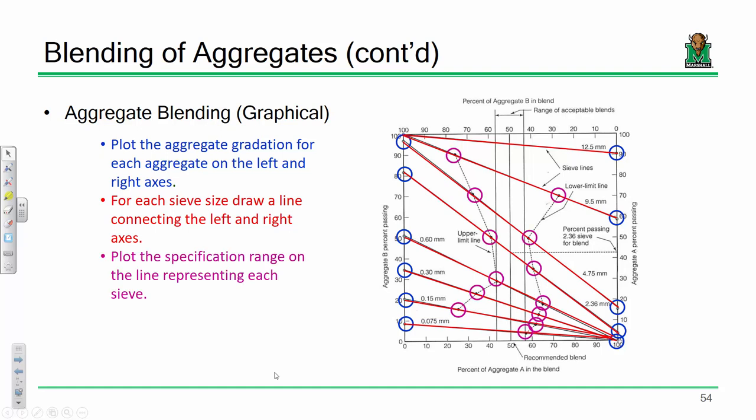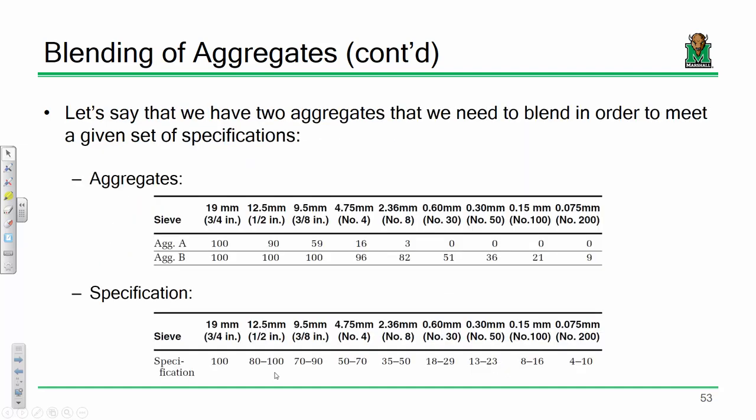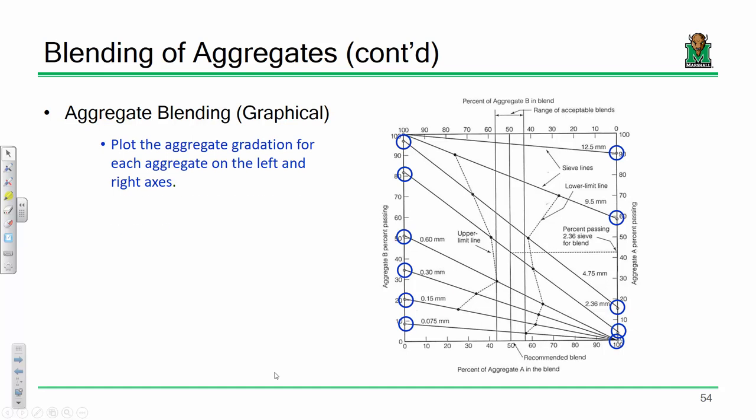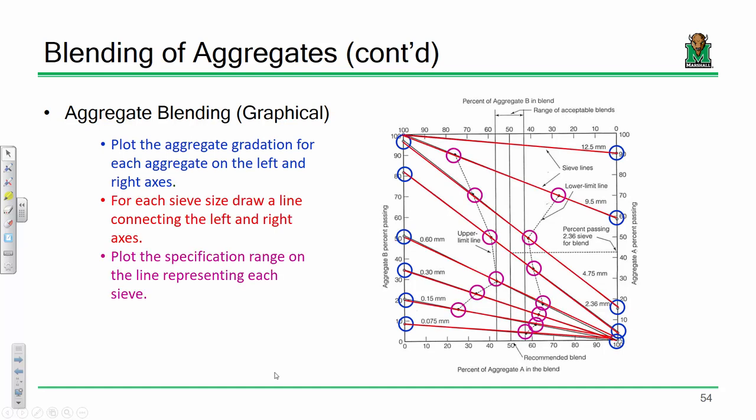The next step is to plot out the ranges for our upper bound and lower bound for our given spec. So for instance, if it seems a little confusing, if I'm looking at the number 4 sieve, the specification has to be anywhere between 50 and 70%. So here's our gradation, here's our sieve lines. If this line right here is the number 4 sieve, then this point right here, if you drag it over, that's 50%, and this point over here, that's 70%. And it's the same axis on either side, so it really doesn't matter.